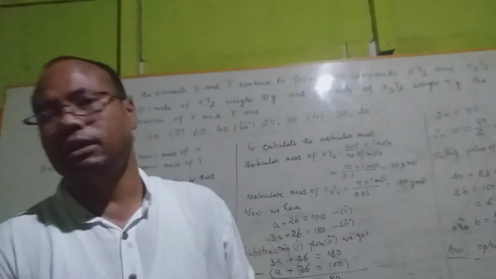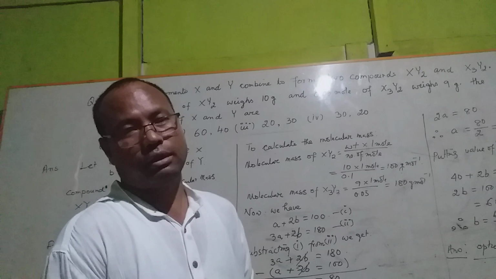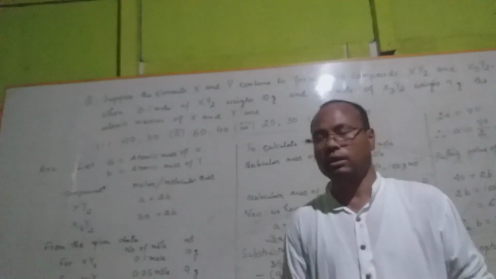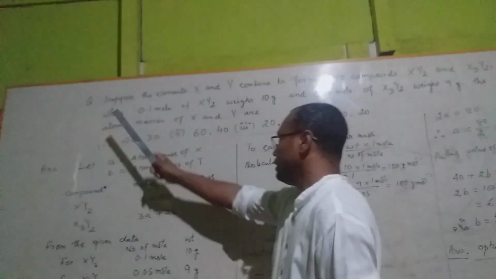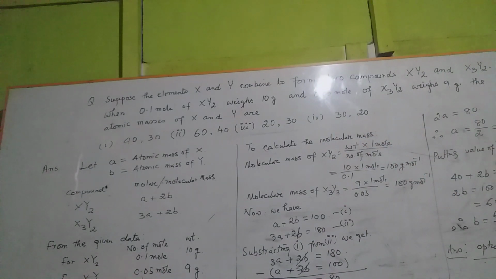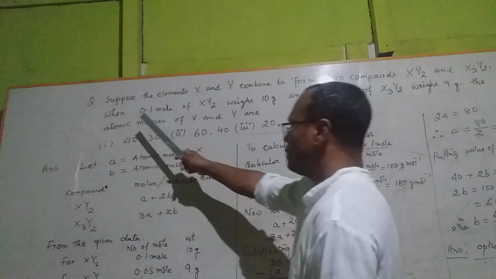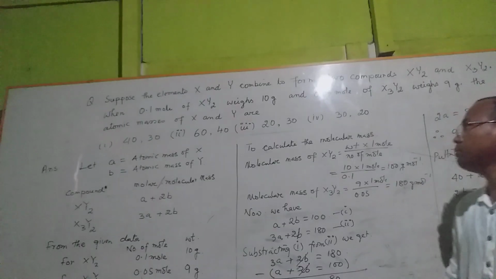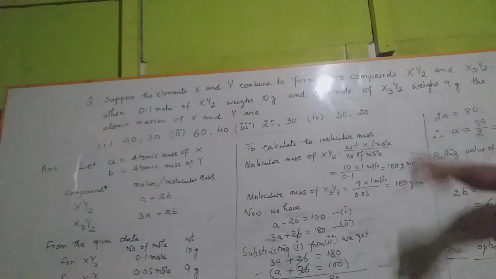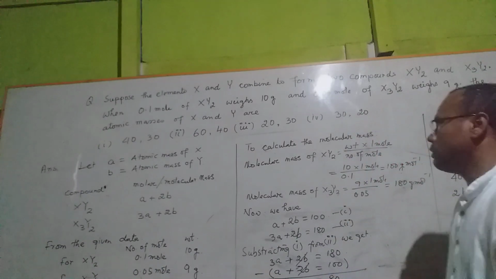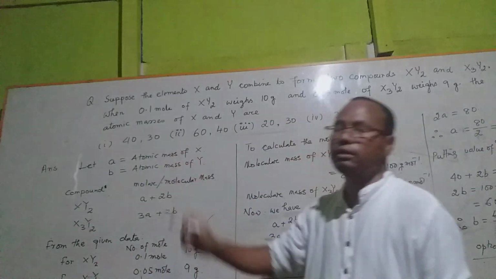Today we have a very important chemistry question for the standard of class 11 and class 12 students. Here is the question: suppose the elements X and Y combine to form two compounds, XY2 and X3Y2. When 0.1 mole of XY2 weighs 10 gram and 0.05 moles of X3Y2 weighs 9 gram, the atomic masses of X and Y are, the options are given here.